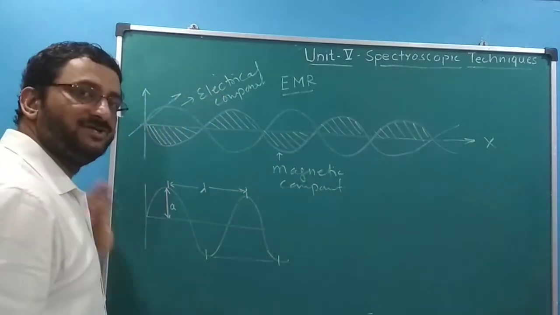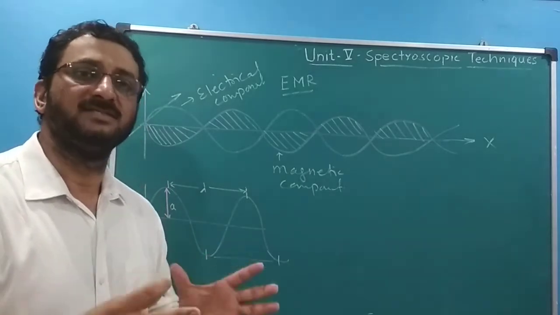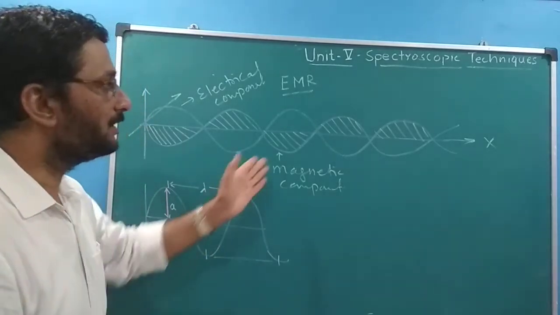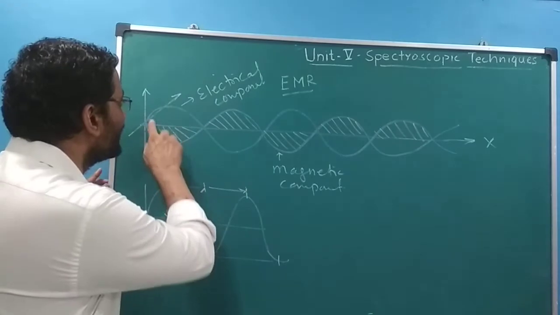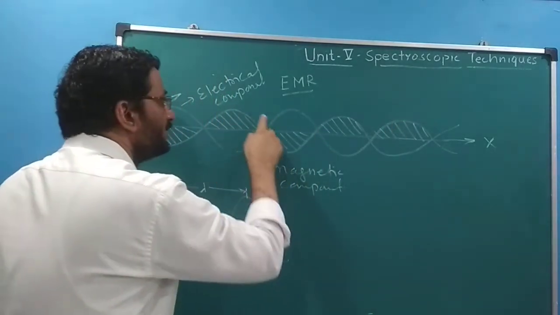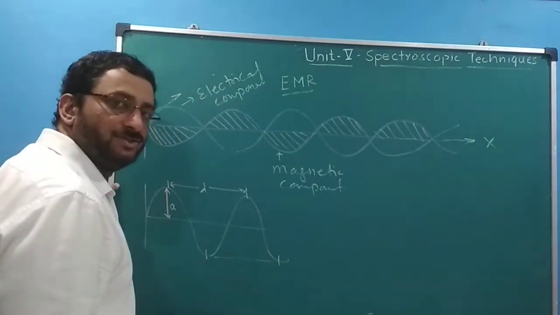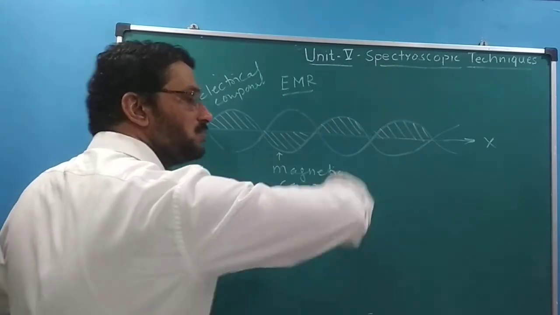It has a dual nature. It shows wave as well as particle characteristics. We are mainly concerned with the wave nature of the electromagnetic radiation. So these are one component going like this in this manner. This is another component, the magnetic component, going like this. This is perpendicular to the direction of propagation and it is perpendicular to each other.